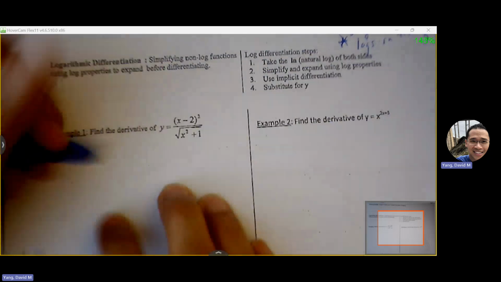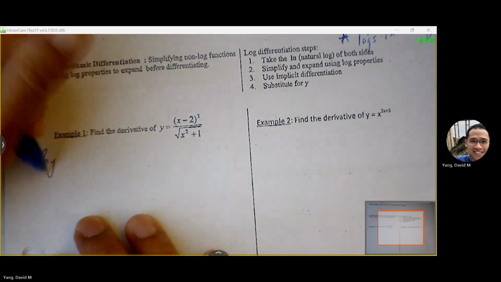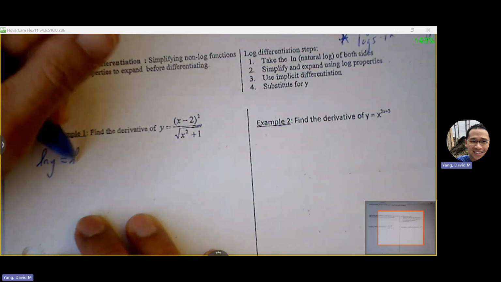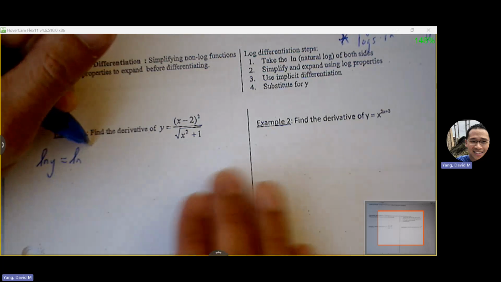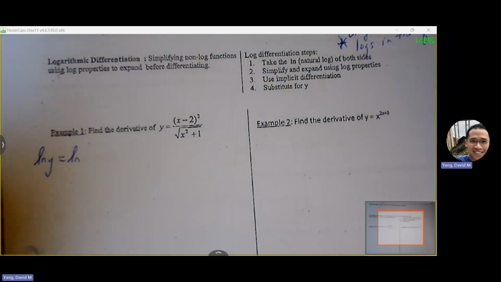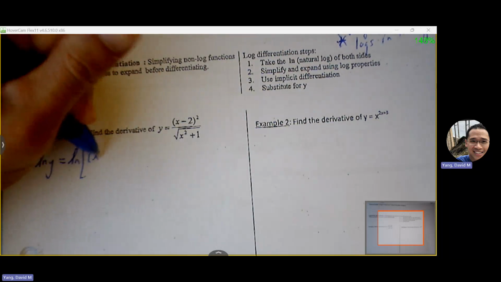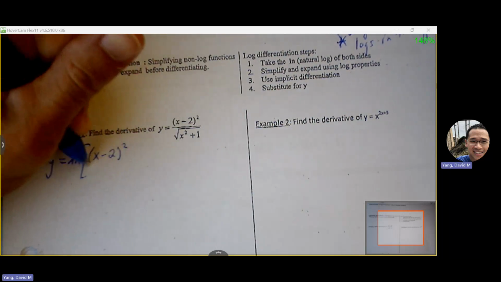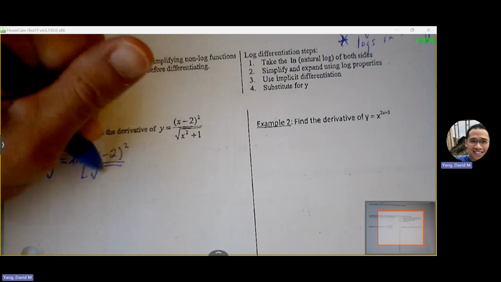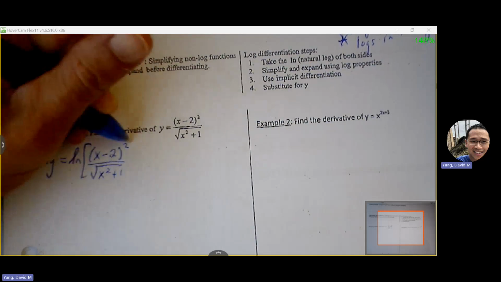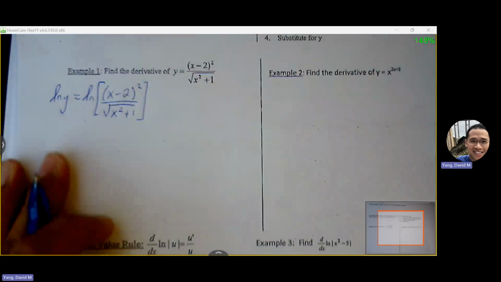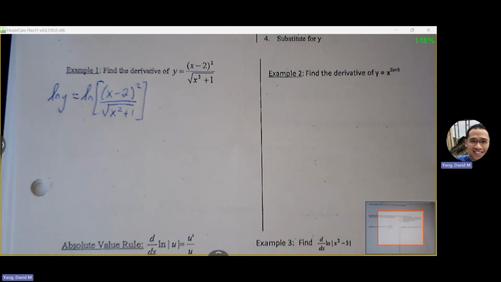So we'll take the natural log on both sides. And as we apply log properties, there's not going to be any calculus applied just yet. So we want to make sure that we don't just stop at the end of the expansion. We have to keep in mind that our derivative process is still needed at the end.